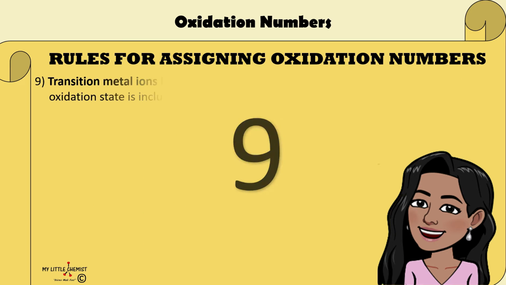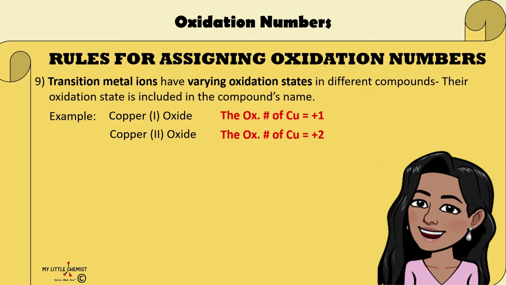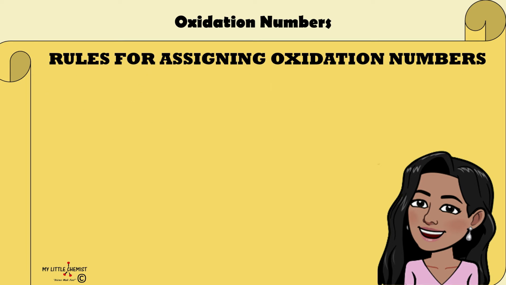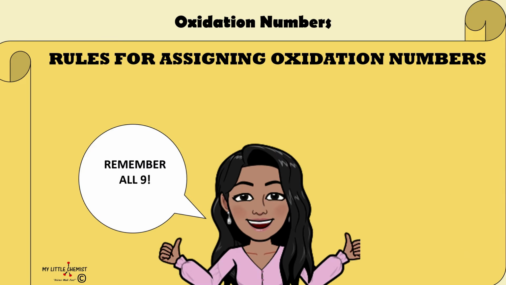Rule number 9. Transition metal ions have varying oxidation states in different compounds. Their oxidation state is included in the compound's name. For example, copper-1 oxide means that the oxidation number of copper is +1, but copper-2 oxide means that the oxidation number of copper is +2. Rule number 10. Psych, you just need to remember all 9 rules.